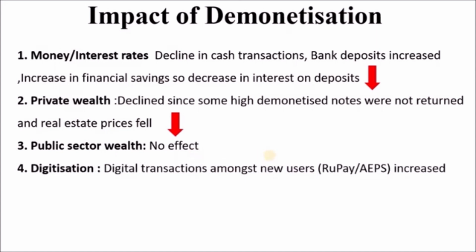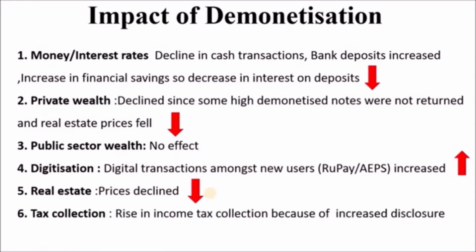Digitization, as you can see, the digitization increased after demonetization. A lot of mobile apps, payment apps like Paytm, RuPay, Bheem, these were increasingly used by the people instead of cash transactions. Next is real estate or the property. So the prices of real estate declined because real estate property prices include a major part where black money is involved. Last is tax collection.